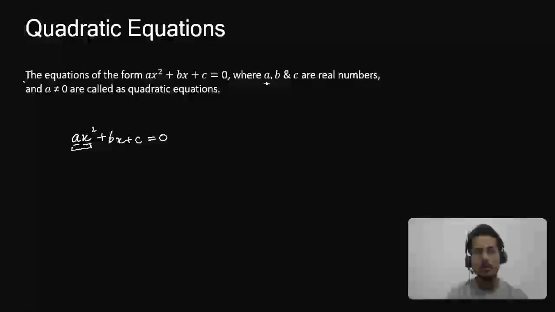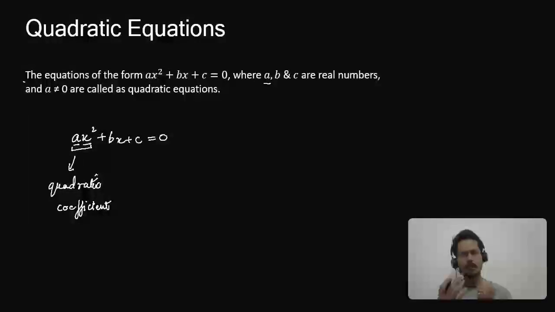So notice here we have specified that a, b, and c are actually real numbers. They are pure numbers only. So a is a number. Here a is actually known as the quadratic coefficient. I hope you all remember what coefficient means. Coefficient literally means something which is with you together, right?